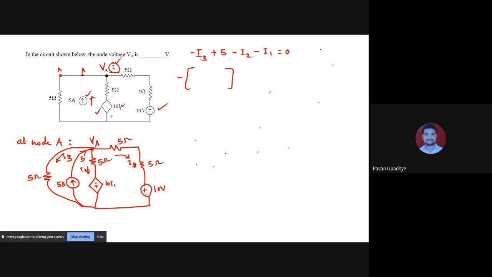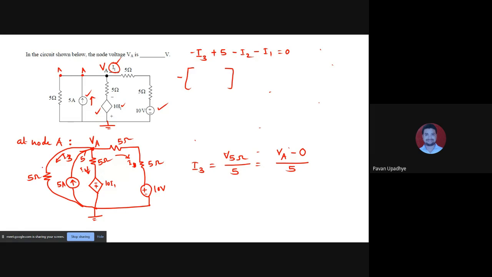So current through 5 ohm, if somebody asks you what can be it, you should write it as V5 ohm, voltage across 5 ohm upon 5 ohm. Yes, voltage across 5 ohm in this case is, let us assume this is ground. Ground is not given, so you have to assume a ground. So what is voltage across 5 ohm? Voltage across 5 ohm is VA minus voltage of ground 0 divided by 5.